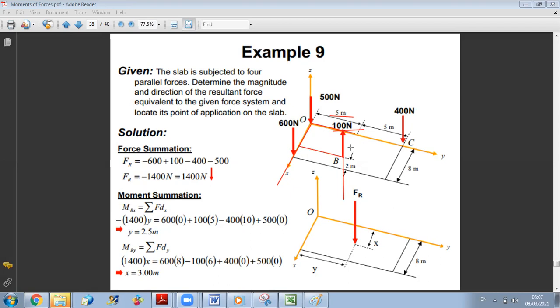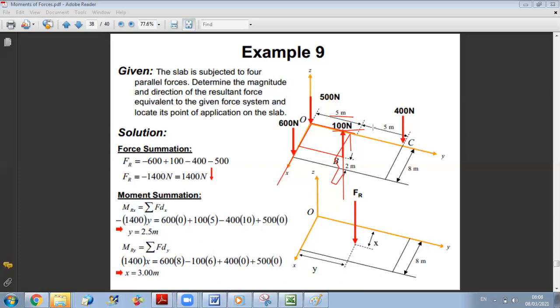I should do the right hand rule, okay? If I put my 4 fingers along the force, then if I do the right hand rule, I will get my thumb pointing in positive x direction. So this means that I have a positive moment. So it's plus 100 times 5 along x.